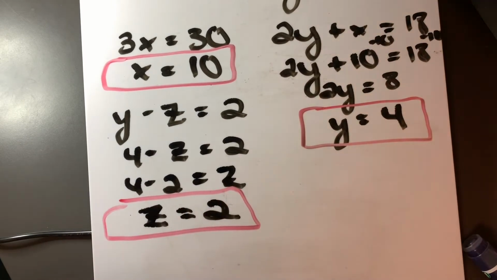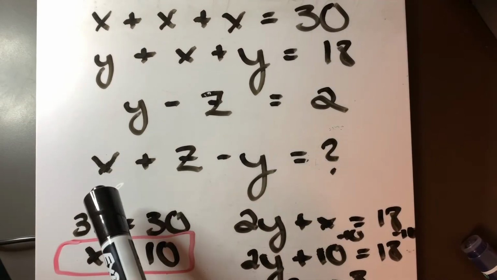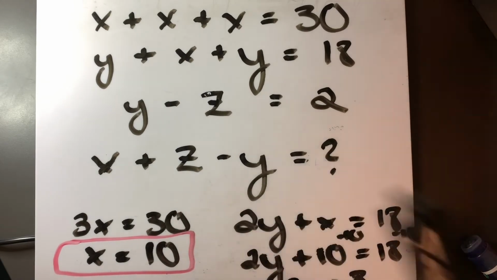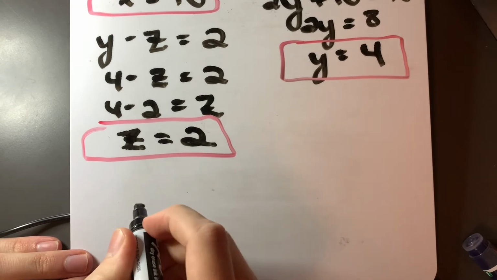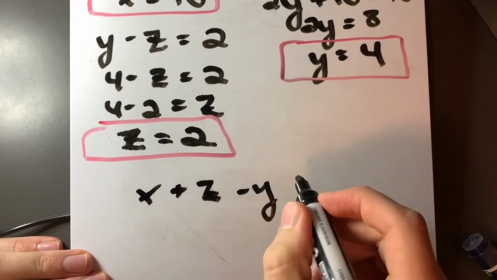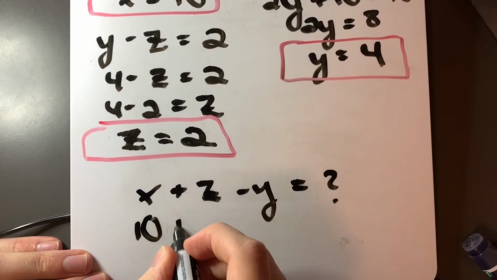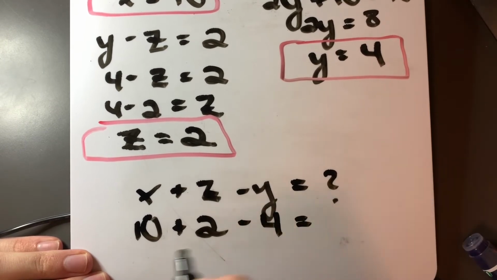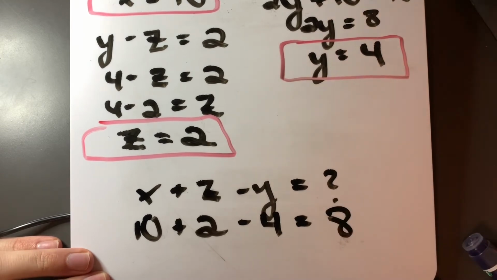Perfect. So now if you look at our final step here, we have all three variables now. We have our x, which was 10, we have our z, which is 2, and our y, which is 4. So let's sub that all in and get our final step here. So we can say that x plus z minus y is equal to question mark. We have 10, which is x, plus 2, which is z, minus 4, which is y, is equal to, well, if this is 12 and this is 4, then that means our missing number was 8.